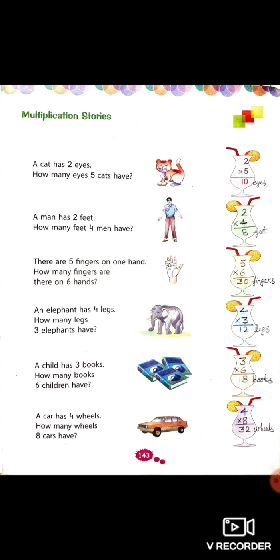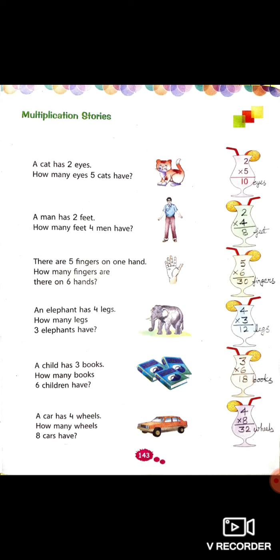Now next is, an elephant has 4 legs. This is the information. How many legs 3 elephants have? So information about one elephant is given, and you have to find out about 3 elephants. So one elephant has 4 legs, so you will write 4 first. Then you have to find out about 3 elephants, so you will write 3 below 4, and you will put the multiplication symbol. So you will read the table of 4, 3 times. 4 3s are 12. 12 legs. So 3 elephants will have 12 legs.